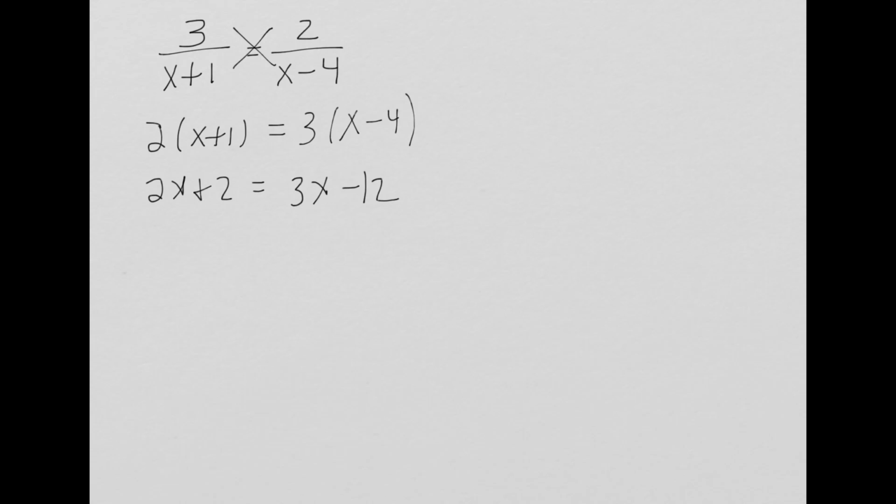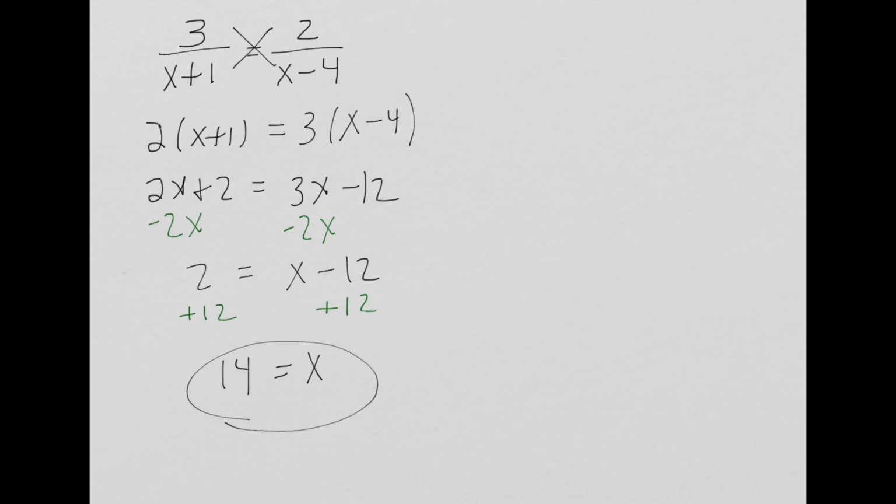Now we're in that situation where x is on both sides. So what do you do when your variable's on both sides? You're going to move one of them to the other side. Doesn't matter which one you move. I'm going to move the 2x over. So I'll get 2 is x minus 12. Now why is x not by itself? Because of that 12, so we're going to do the opposite. So I get x is 14. So there's my answer.